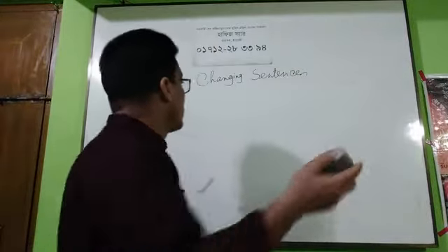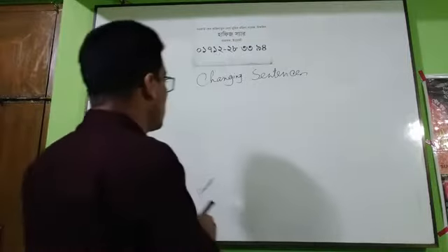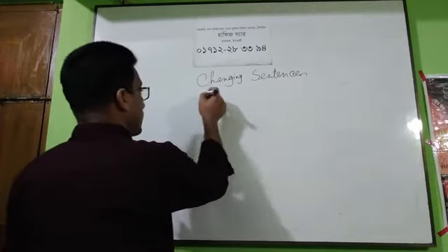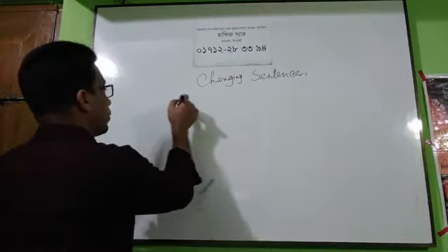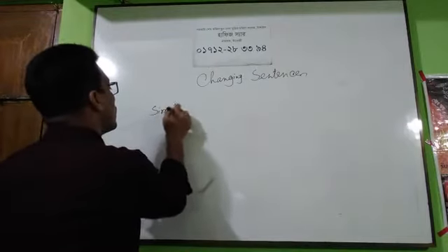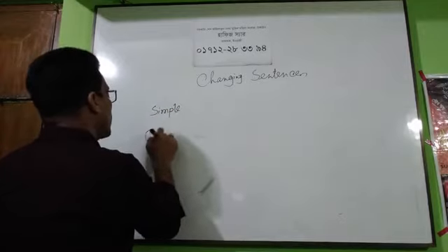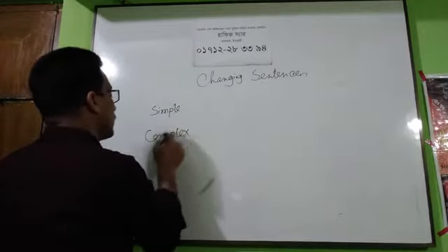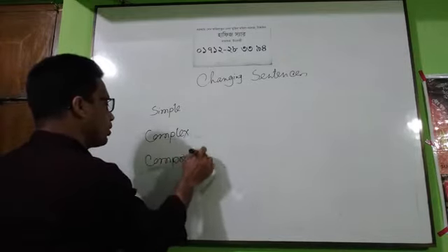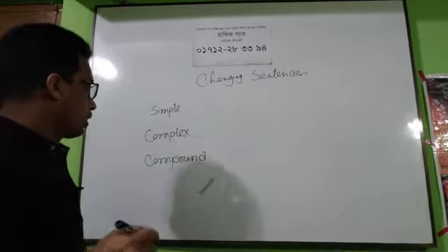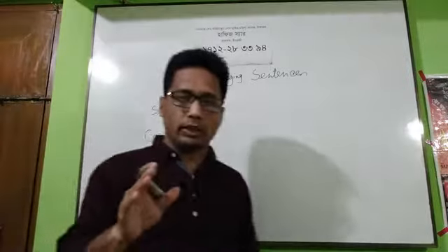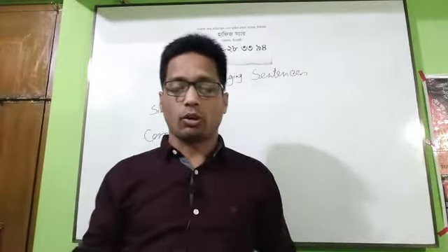Okay, changing sentence, and today we will discuss according to structure sentence. There are three kinds of sentence. That is called simple, and then complex, and then compound. Okay, simple indicates the sentence which has only one subject and one predicate or finite verb.